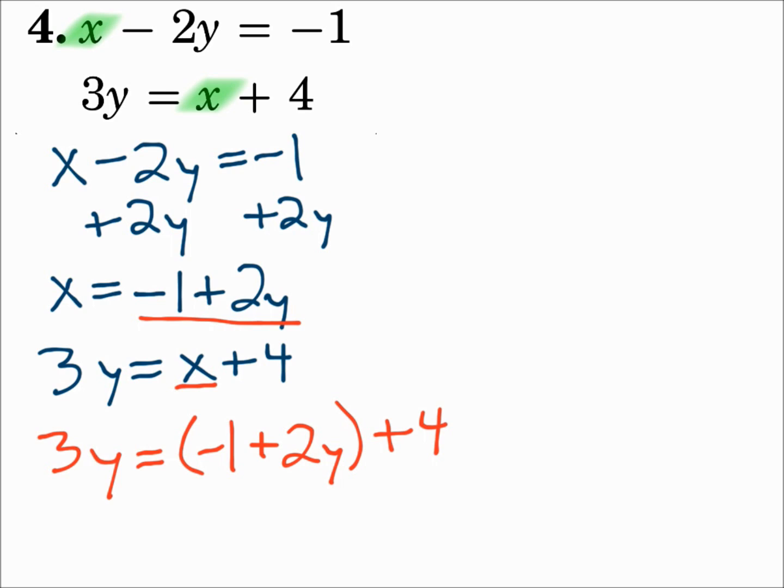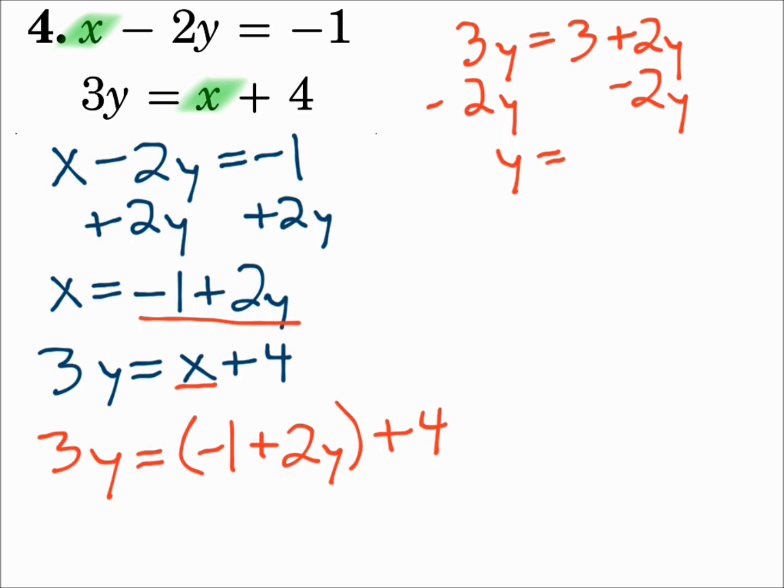Now we'll solve this equation for y. We have like terms on the right. -1 plus 4 is 3, so that becomes a 3 plus 2y. Now get the y's together. Let's move them to the left. Subtract 2y from each side. On the left, 3y minus 2y is y, and on the right, we have 3. So y is 3.